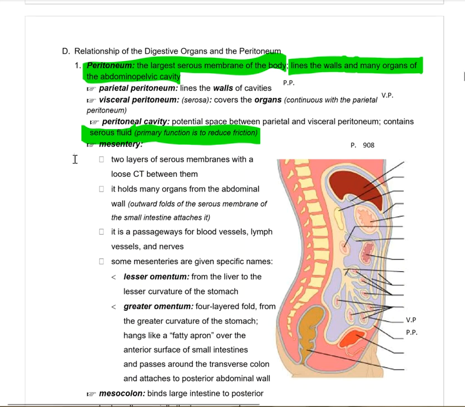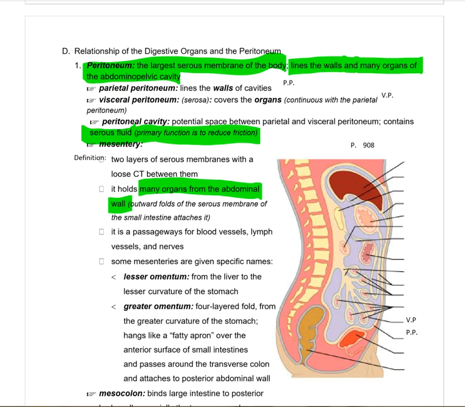Now, the mesentery is, in general, so this is a definition here. So let's call this a definition. Two layers of serous membranes with loose connective tissue between them. That's mesentery. Now, many organs are being held by mesentery from the abdominal wall, and you can kind of see this. See, there's a line right here, and there's a line right here that goes down. Those are holding the organs kind of in place in space in the peritoneum. Right, so that's one of its jobs, and you can see that in lab.